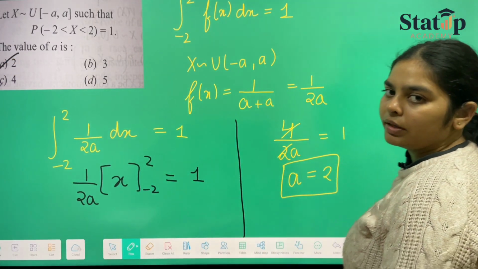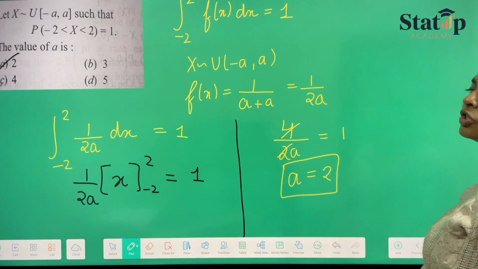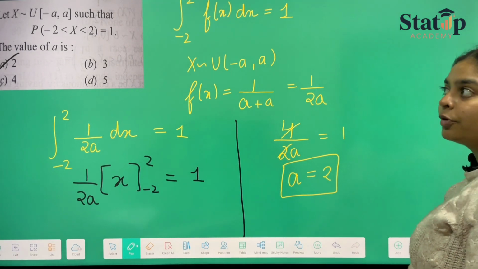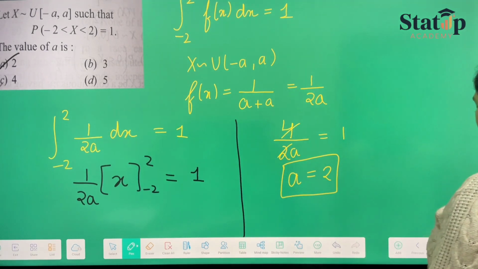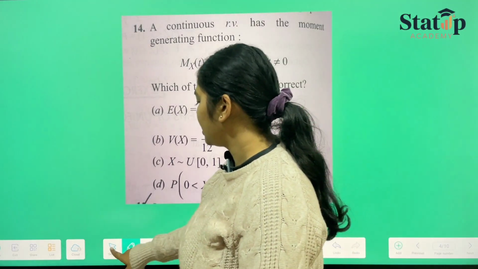What is the value of a? They have asked us. So this is one kind of question. This is the mixture of both uniform distribution and probability or estimation. Now moving forward to another kind of question that they ask in exams.